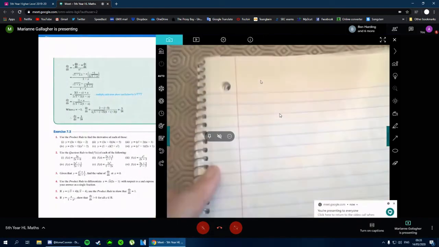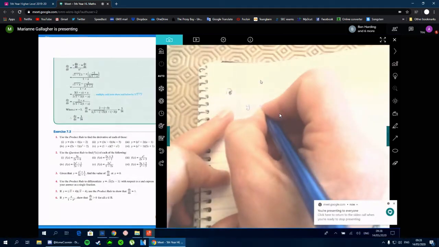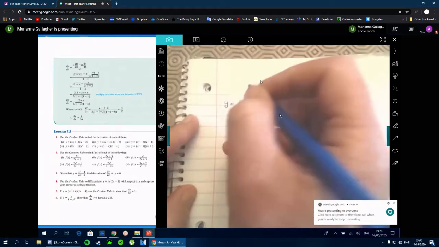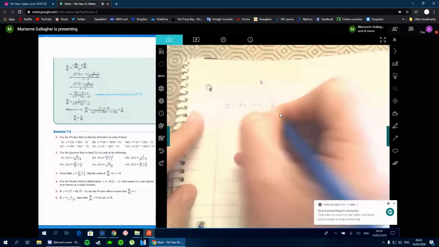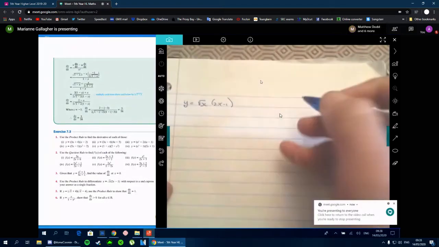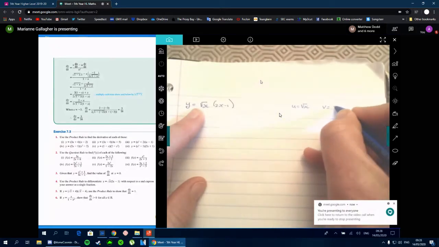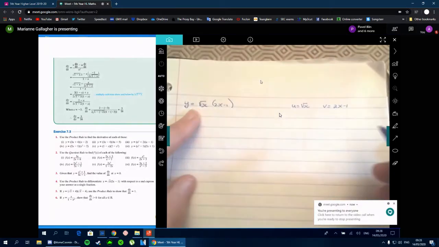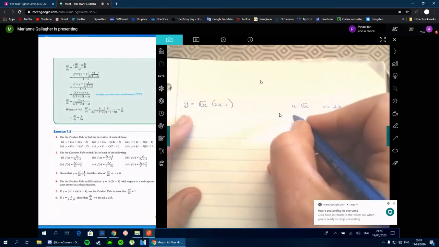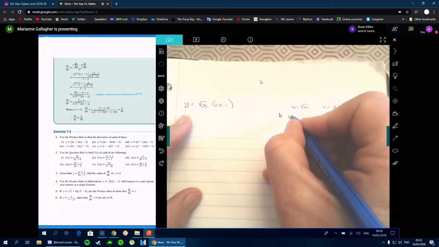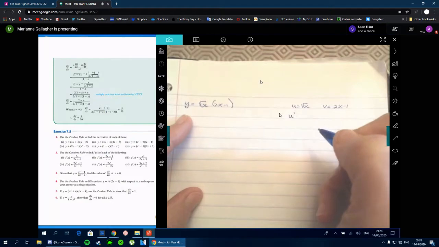Right, so question 4, you have y is equal to root x times 2x minus 1. And what I always do for these is write the two functions over here. So u is always your first function and v is your second. And I don't know if any of you watch the videos, but rather than writing du dx, it's actually just quicker to write u prime.